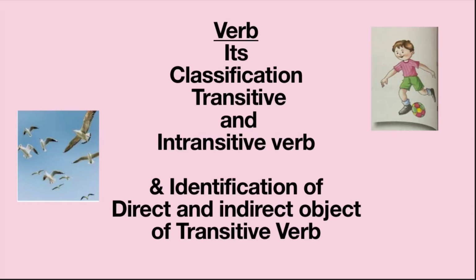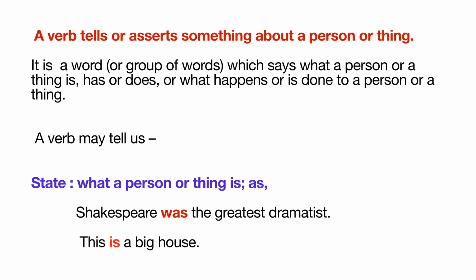Hello students, today we'll discuss different topics regarding verbs: what is a verb, its classification, main verbs like transitive and intransitive verb, then about objects, direct and indirect object. We'll do the detailed study of all these topics with examples. So let's begin. What is a verb?